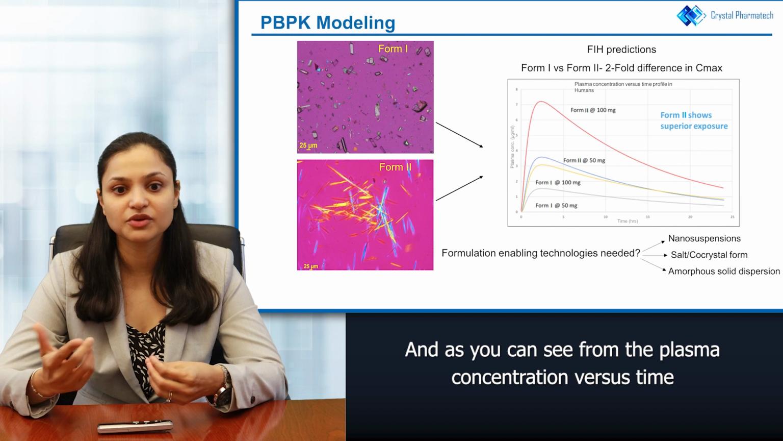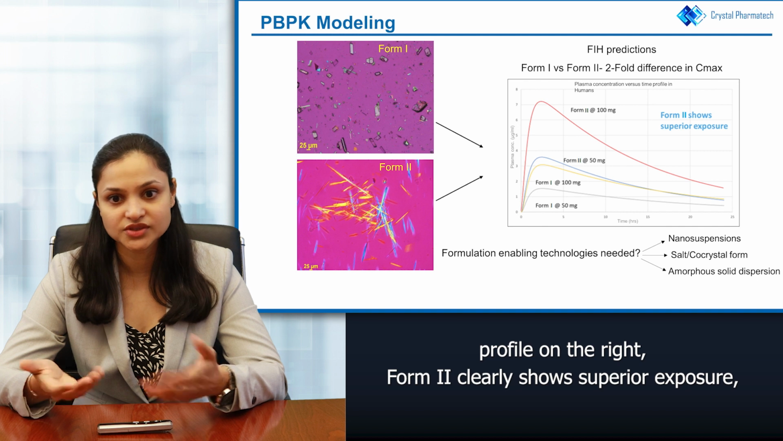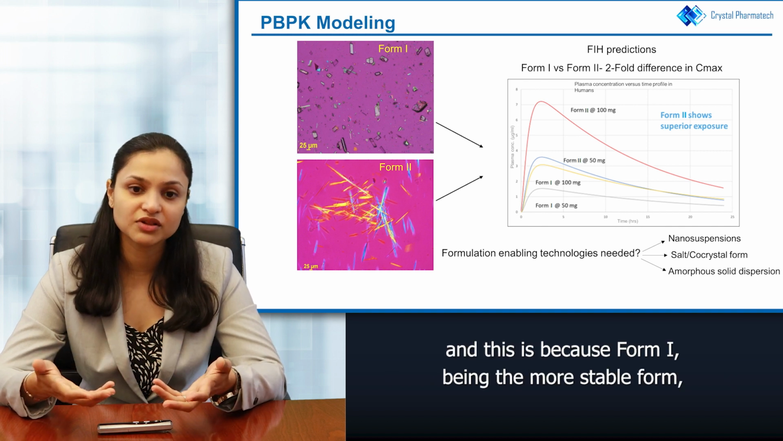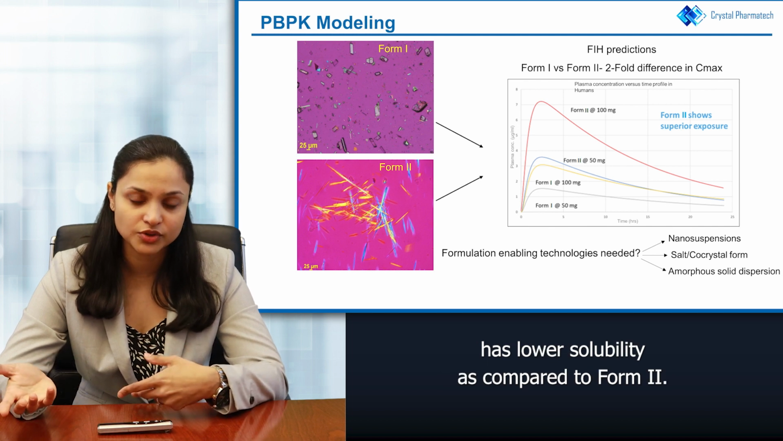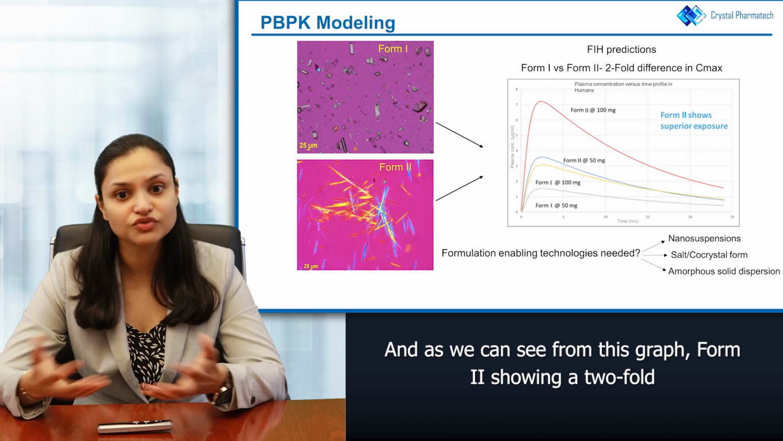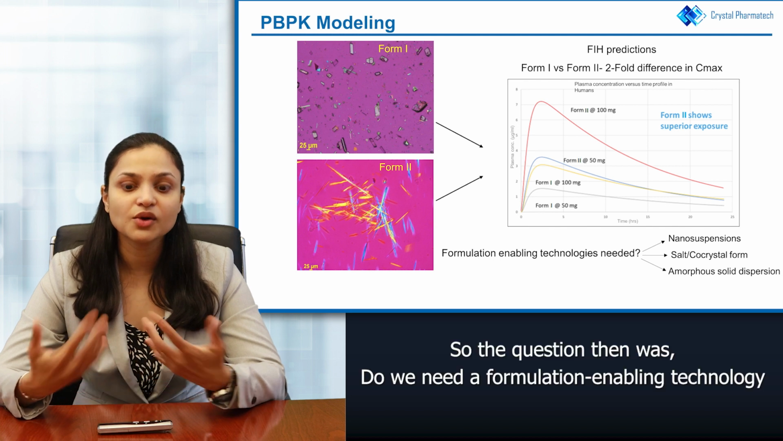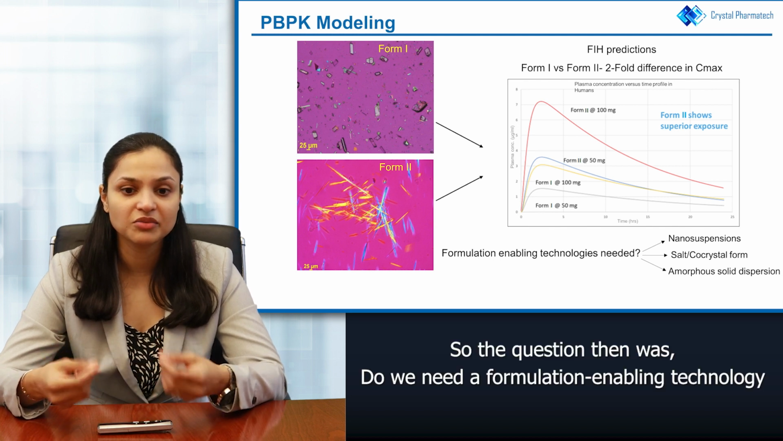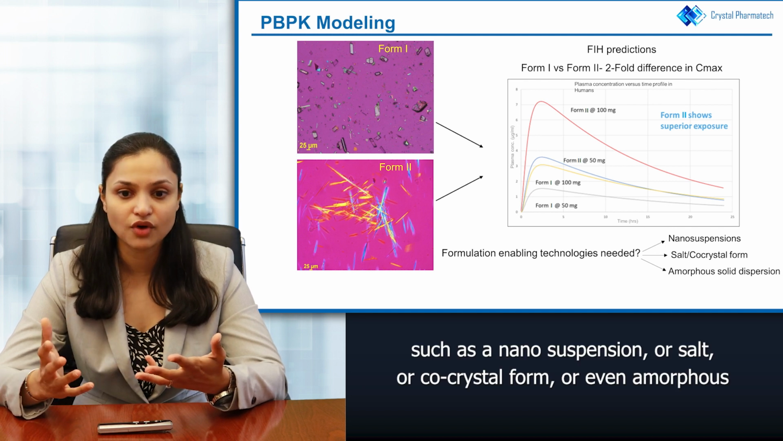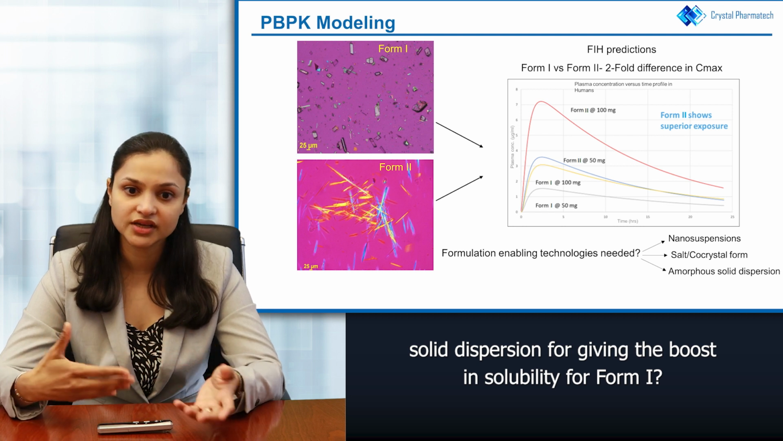And as you can see from the plasma concentration versus time profile on the right, Form 2 clearly shows superior exposure. And this is because Form 1, being the more stable form, has lower solubility as compared to Form 2. And as we can see from this graph, Form 2 is showing a 2-fold difference in the Cmax as compared to Form 1 at both the dose levels. So the question then was, do we need a formulation-enabling technology, such as the nanosuspension or salt or co-crystal form, or even amorphous solid dispersion, for giving the boost in solubility for Form 1?